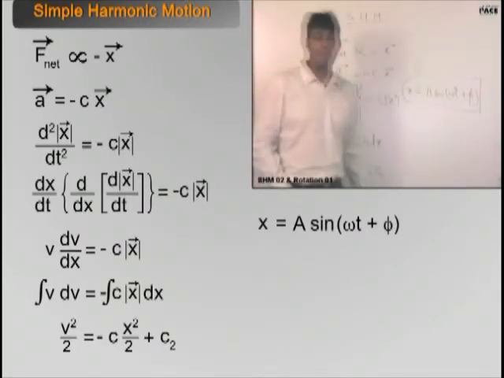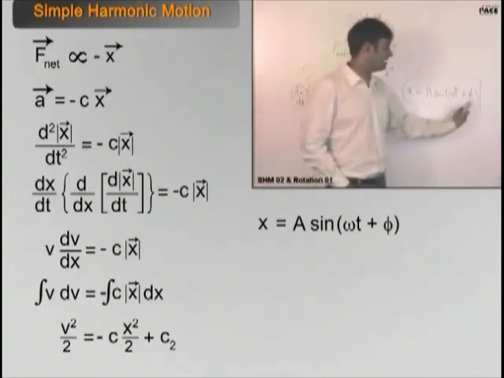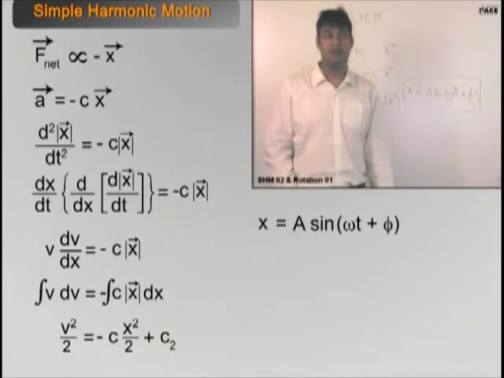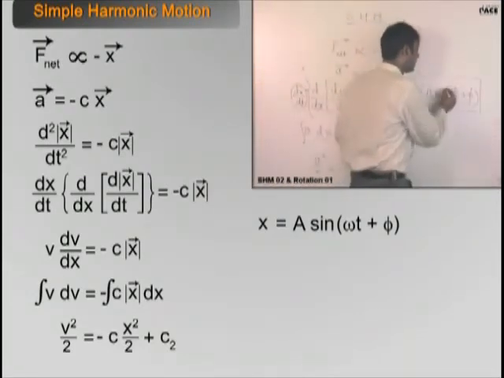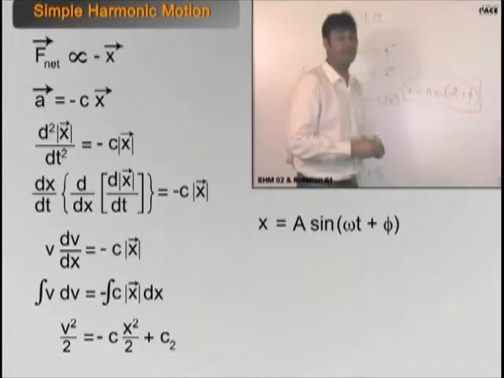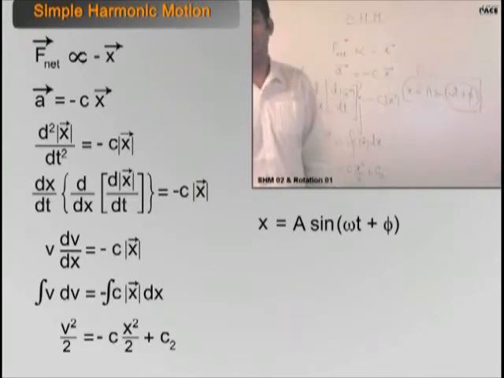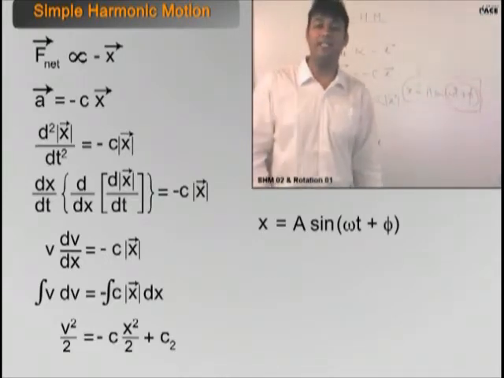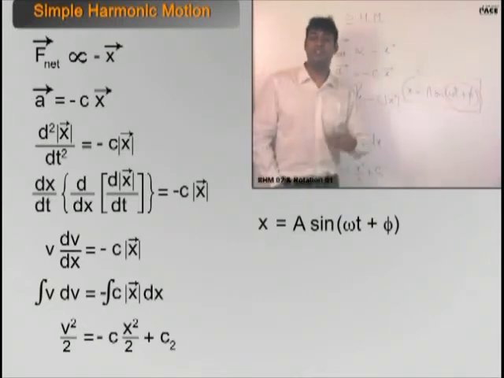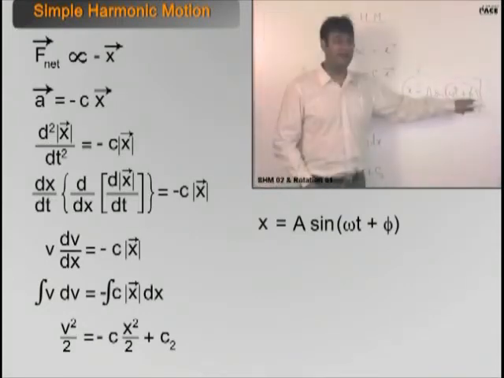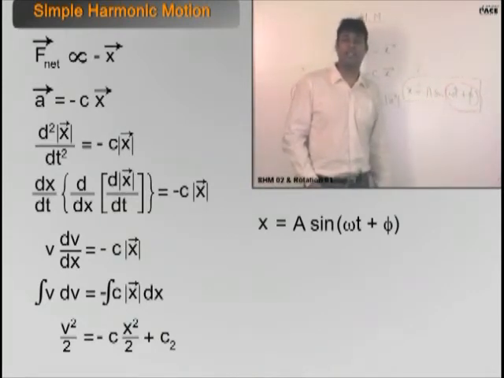What is phi? Initial phase. Phi is not the phase, phi is the initial phase. And what is omega t plus phi? This whole thing is called what? Not phase change, it is phase at time t, the phase at any instant. Phase difference and phase change are different things. Phi is called the initial phase and omega t plus phi is called the total phase at time t.